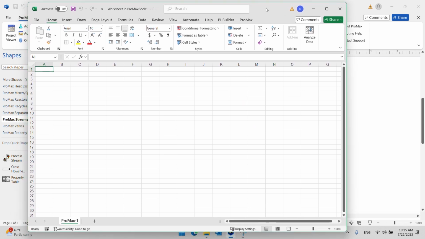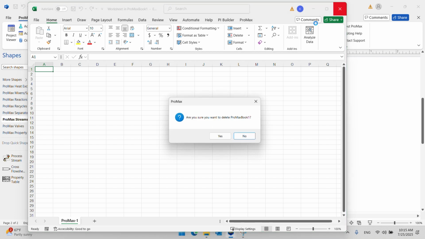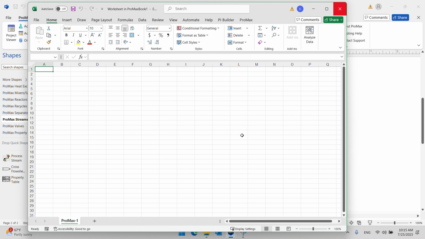This Excel file is an integral part of your ProMax simulation. Whenever you save your ProMax file, this Excel file will stay within it. Whenever you then open your ProMax file, this Excel file will open up with it. If I hit the X over here, it's actually going to ask me if I want to delete it. So I don't, all right? I don't want to delete it at the moment.